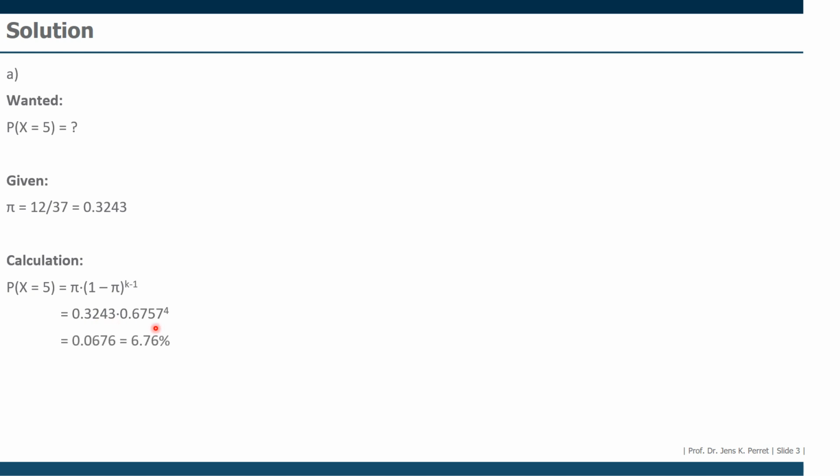Put into calculator, we get a result of 6.76%. So the chance that his first win will only be in round 5 is just 6.76%. Well, this was the first part, first half of this exercise. So let's go to the second one.